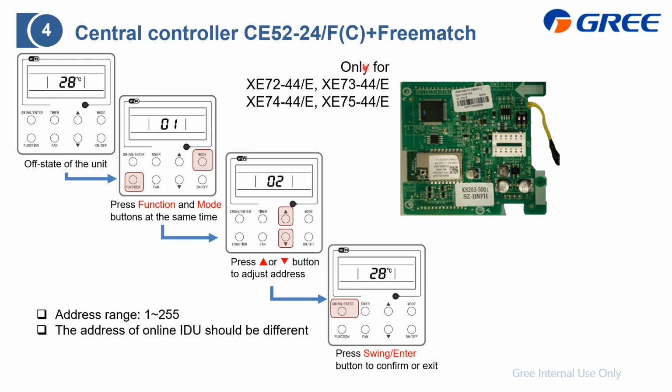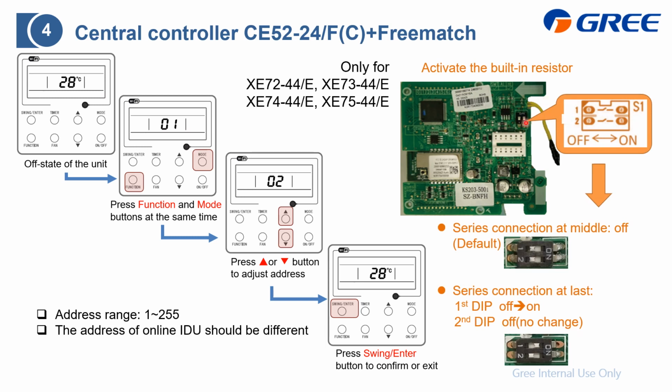And also here is the inside PCB. This is the built-in Wi-Fi module, right? And here is the dip switch, also to turn on the built-in resistor if this wire controller is located at the last. This is to ensure the communication. Just remember this, okay.